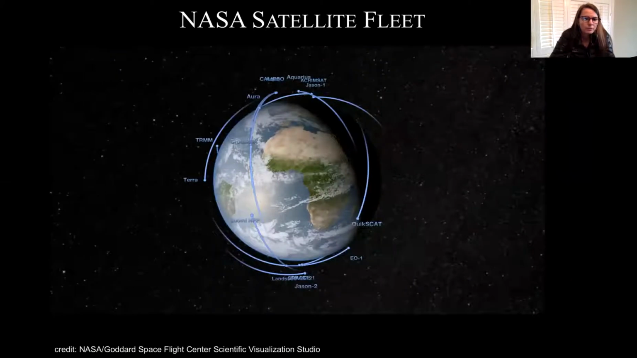So we observe these processes by means of satellites, and NASA has a whole fleet of satellites to observe many different aspects of the Earth's environment related to the oceans, the atmosphere, and the continents, terrestrial ecosystems. Together they provide this big picture perspective of our Earth as a system.